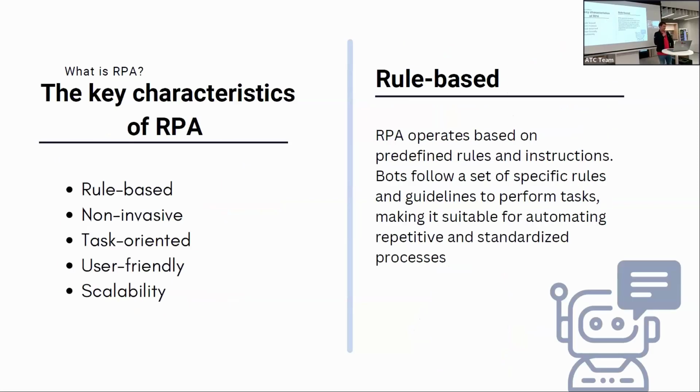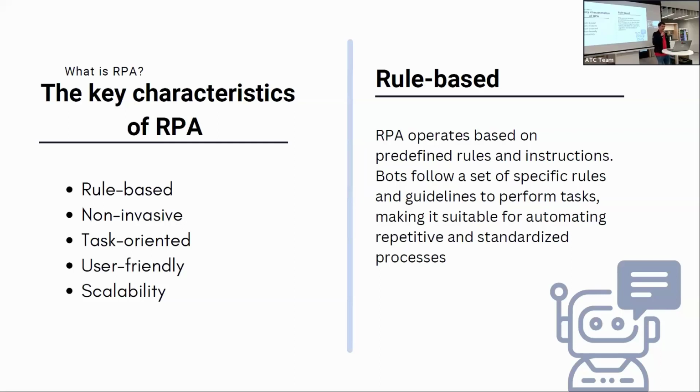The key characteristics of RPA: they're rule-based. They're only as good as the rules that you provide them. They're non-invasive. They're made to work on the system that they have been installed on and integrated with. It isn't a separate system on its own. They are task-orientated. They follow the instructions you've given them to a T based on the rules that you've provided.